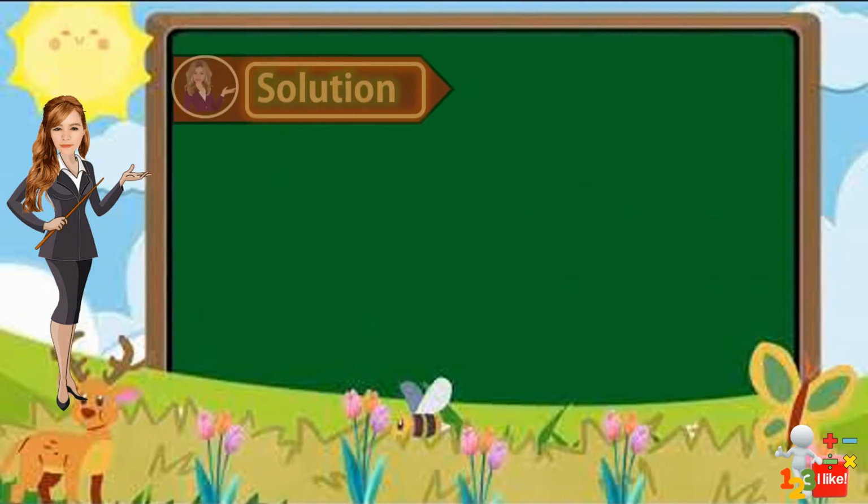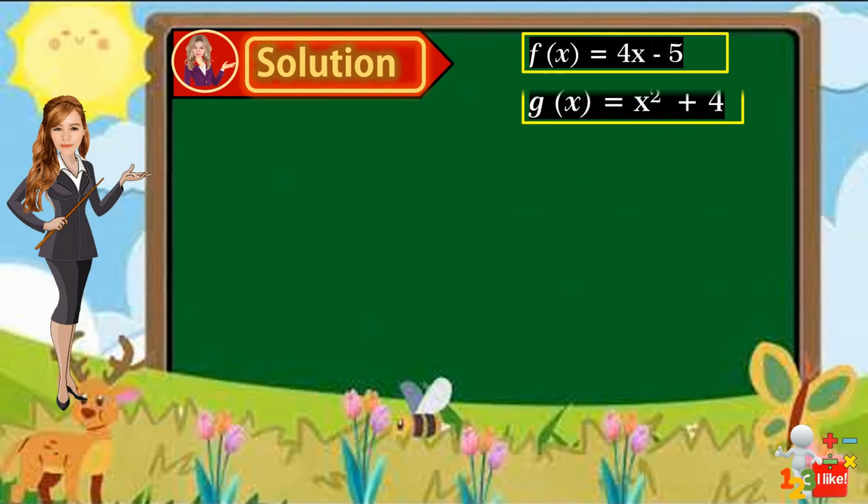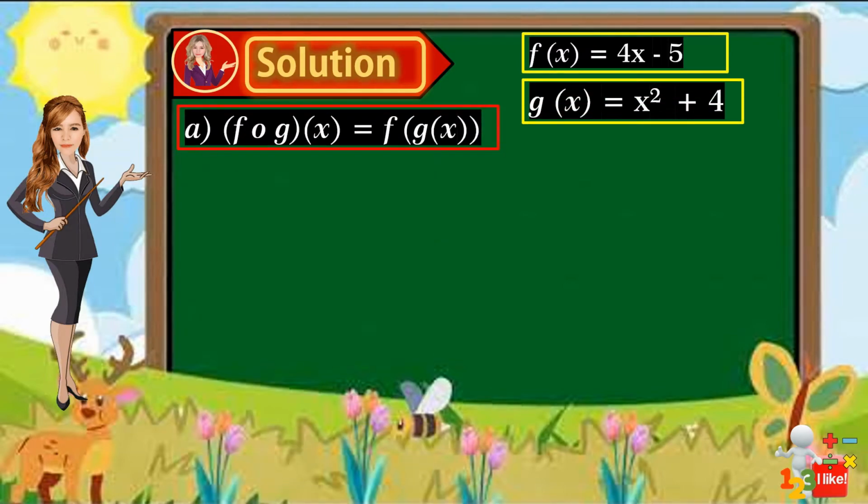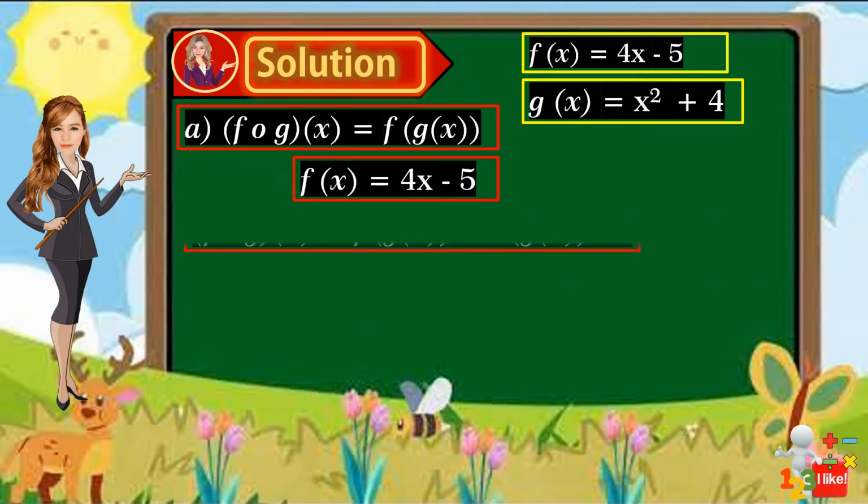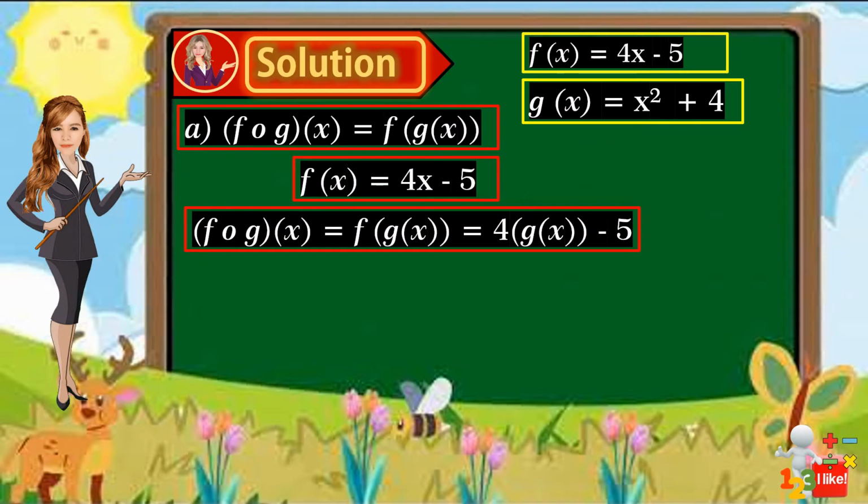To find the answer for letter A, which is f composed with g of x, that is equivalent to f of g of x. First thing to do is to copy the given f of x, which is equal to 4x minus 5. Since the given is f of g of x, we need to replace x with the value of g of x, which is x squared plus 4. So replace x squared plus 4 for your x.